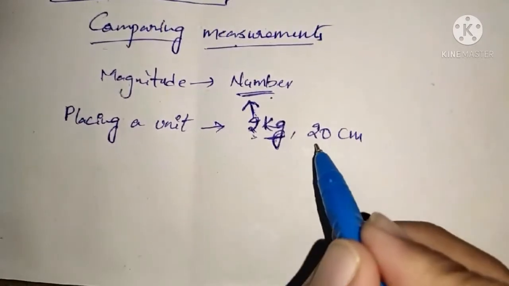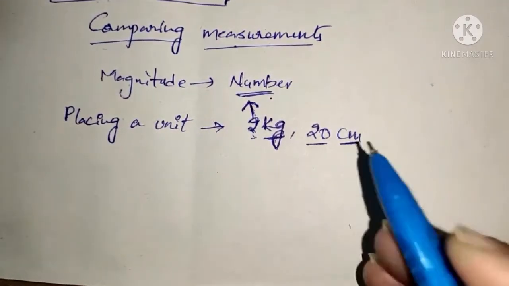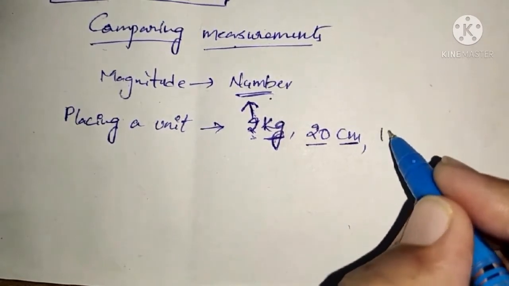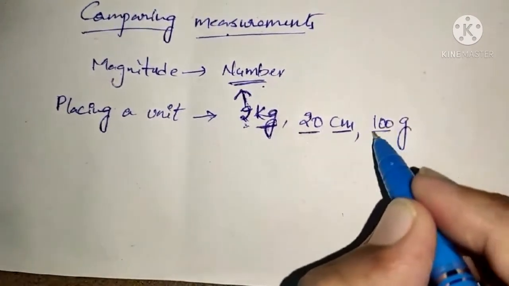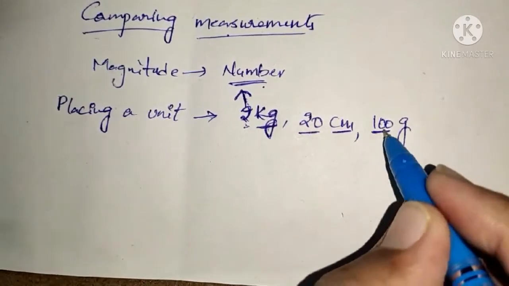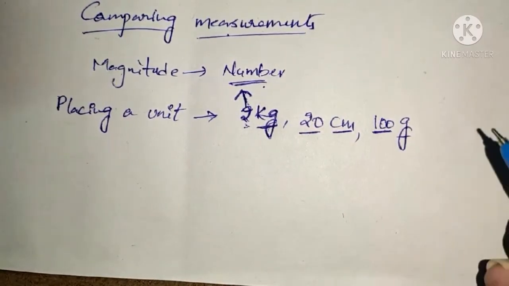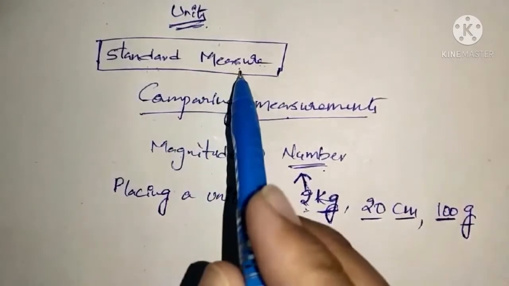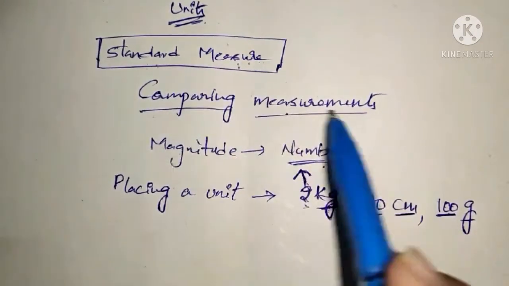20 centimeter, what is this 20? Magnitude. What is this centimeter? Unit. Once again, if you take another example, 100 grams, what is this 100? 100 is the magnitude, and gram is the unit. I hope you understood what a unit is. Unit is nothing but a standard measure, and it is used to compare measurements.